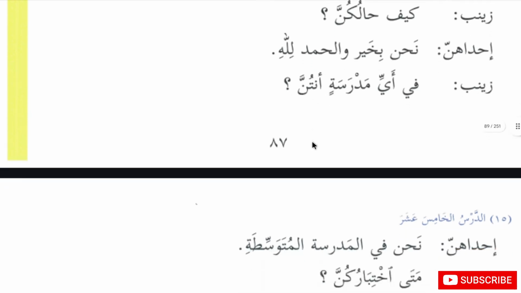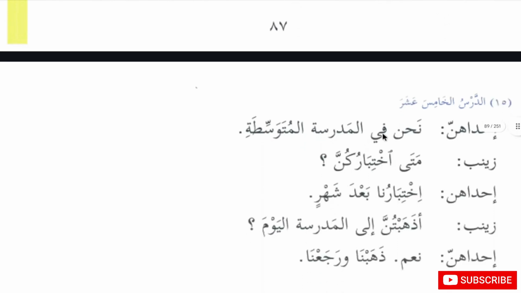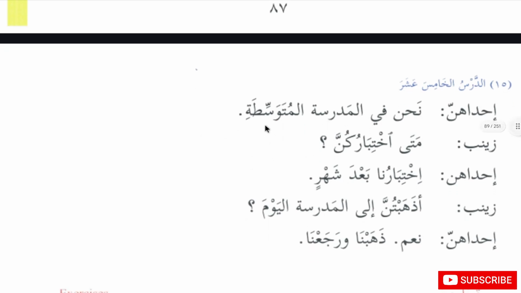Okay? Antunna, you plural. Nahnu, we are في مدرسة متوسطة. We are in middle school. As mentioned before, this is متوسط without the ta marbuta, but because madrasa is feminine and this is an adjective, we match the gender, so we add the ta marbuta here.